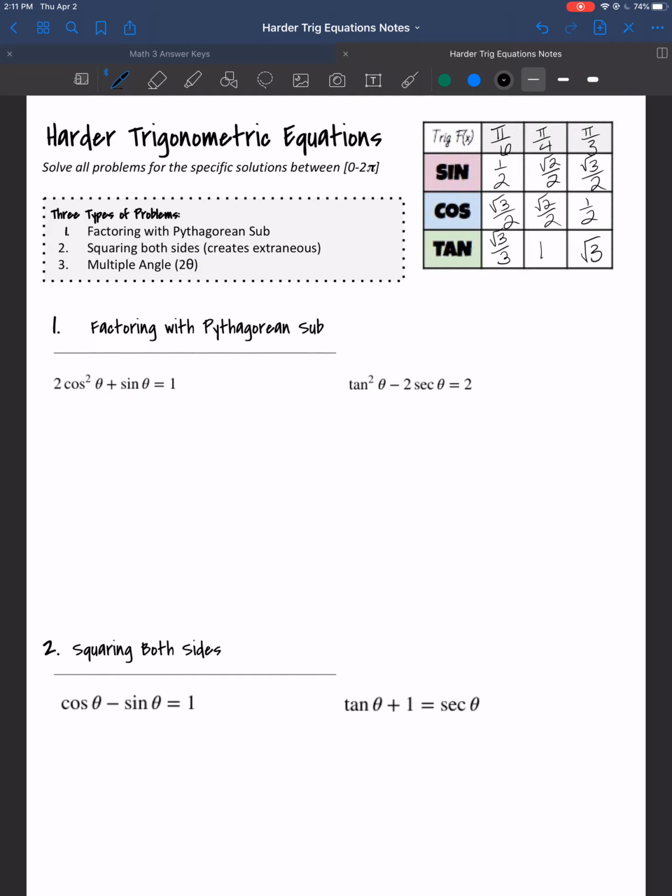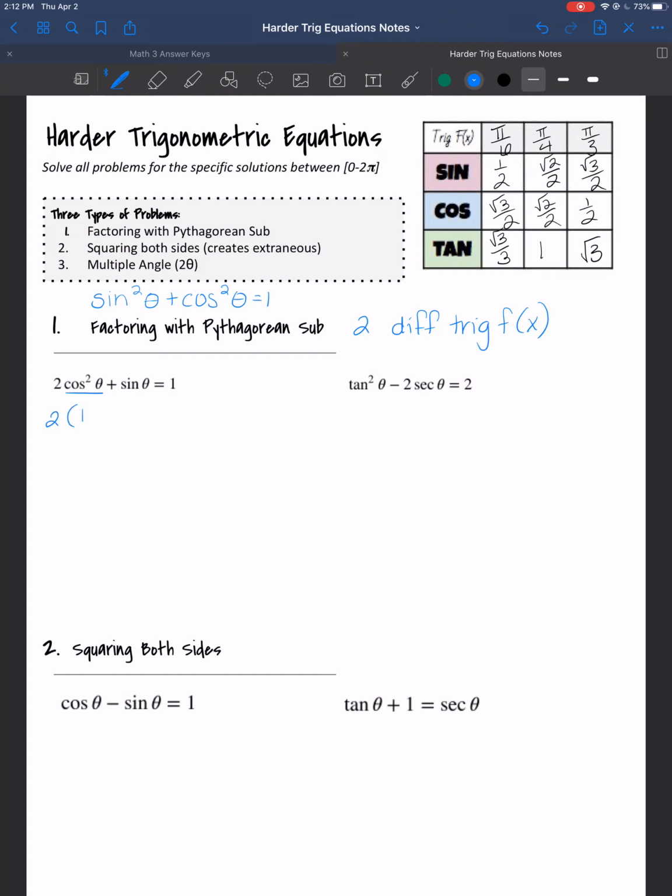Now you're going to know that this is different than the old factoring methods that we did yesterday because you'll notice that you have two different trig functions. So that's a clue. I'm going to need to do a substitution here. The Pythagorean identity we're going to be dealing with in the first example is sine squared plus cosine squared equals 1. And I'm going to need to replace cosine squared with 1 minus sine squared.